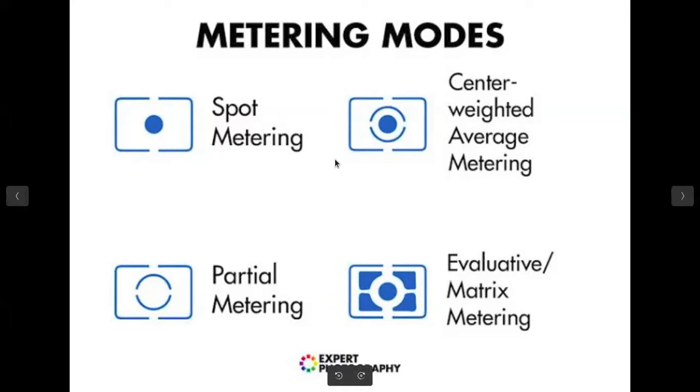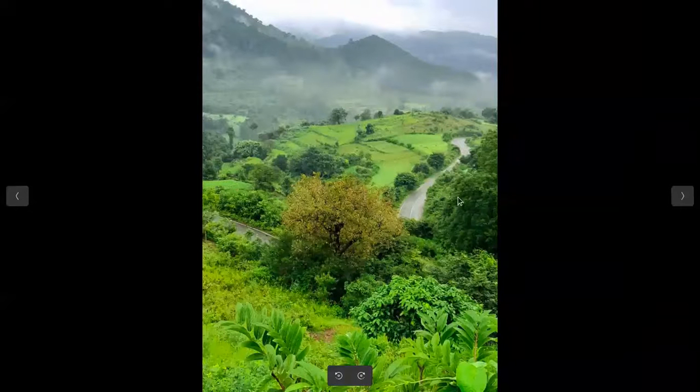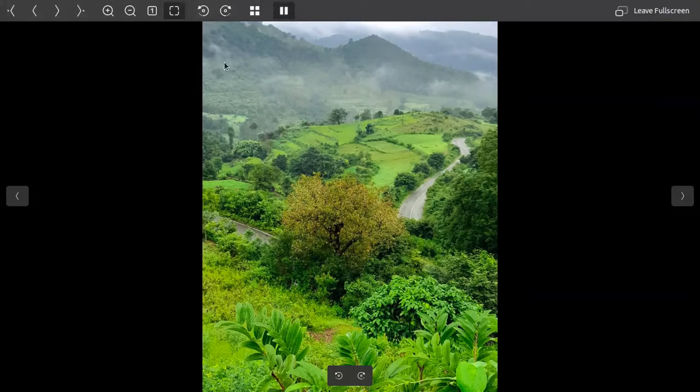So what are these methods? The first one that we are going to discuss is evaluative or matrix metering. This is the metering that we were discussing so far. What it does is, let us say for this particular photo, how many dots are there? Let us say 800 vertically, and in this direction 600.